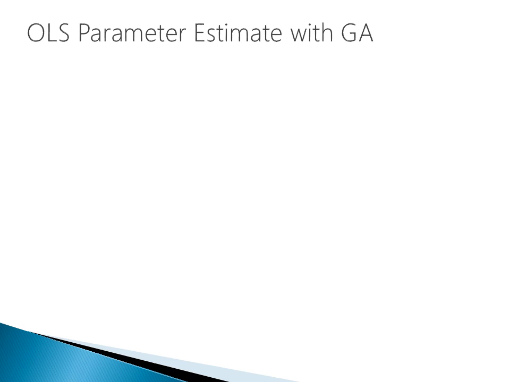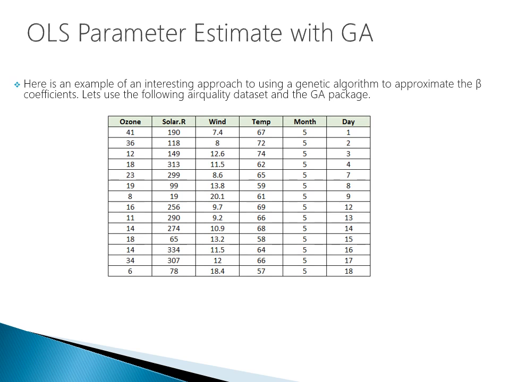So now that we've talked about feature selection, I want to do this example about the OLS parameter estimates with a genetic algorithm. And I'm going to shift gears here a little bit. What we want to do is create a genetic algorithm to approximate the parameter estimates, so the beta coefficients, if you will. So we're going to use the following air quality data set and the GA package in R. So if I just look at the air quality data set, this is what sits in this data.